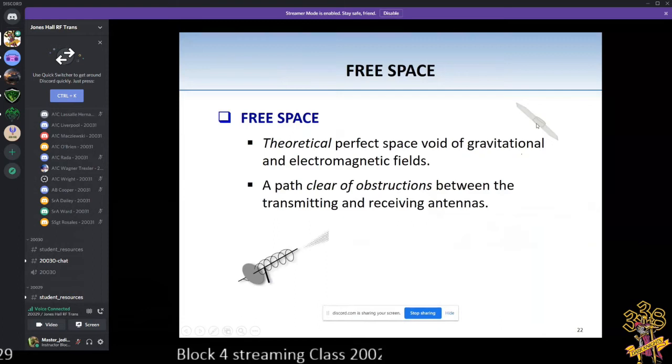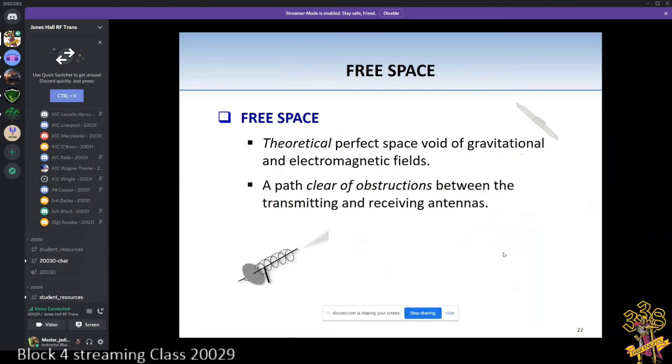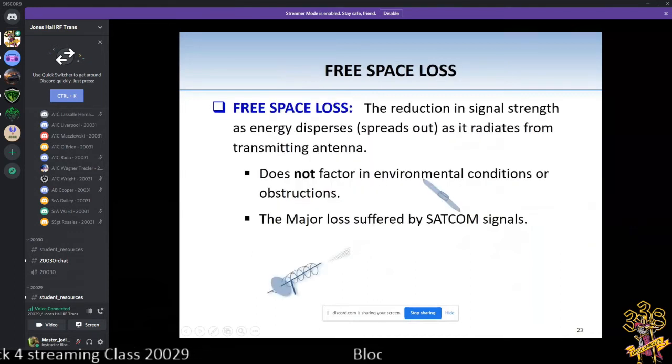So that's free space. Well, I could have an antenna here and an antenna here, a direct line of sight transmission, and that in between them would also be free space. It's just space free of obstruction. Now, even though the signal is traveling to an area free of obstruction, you're still going to have free space loss.